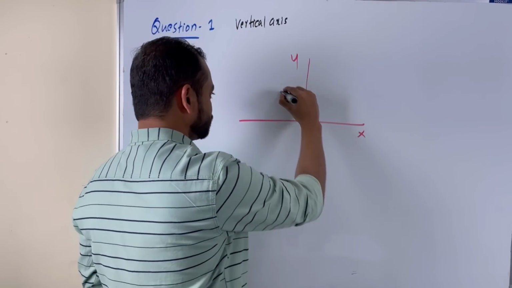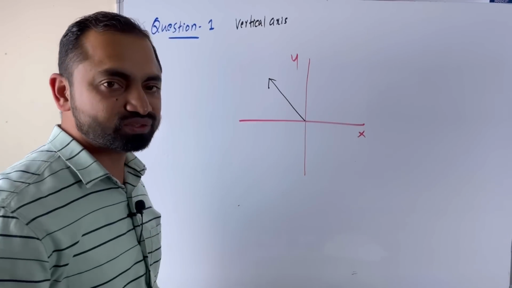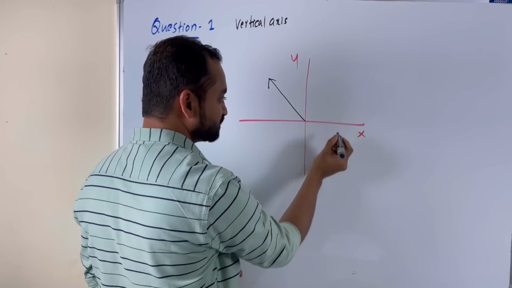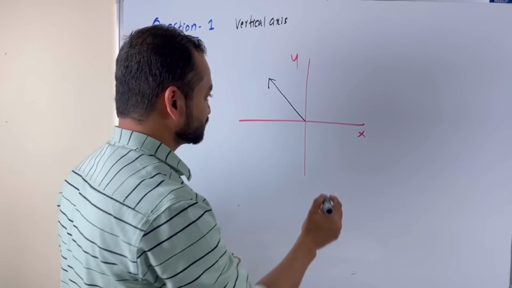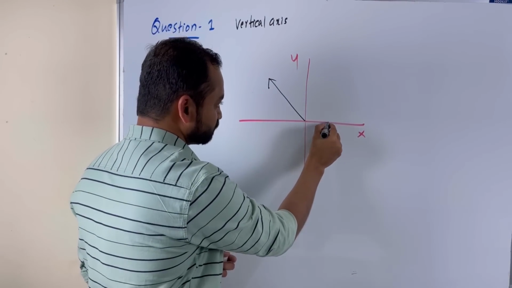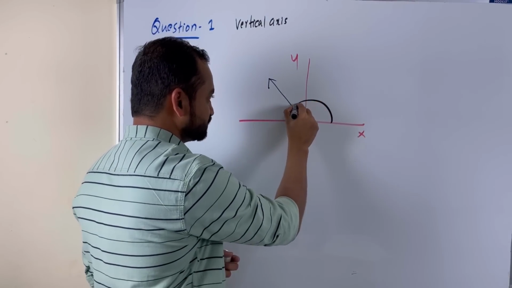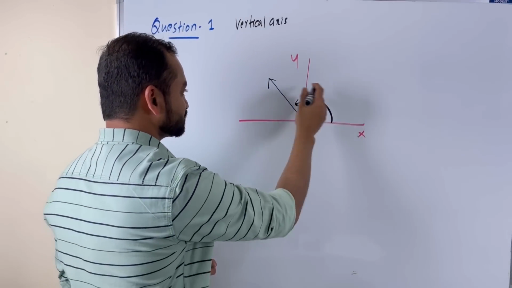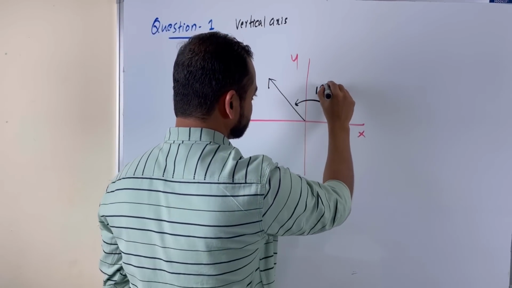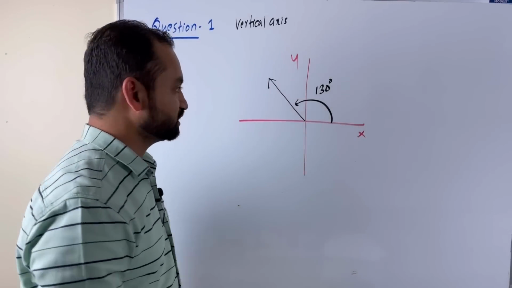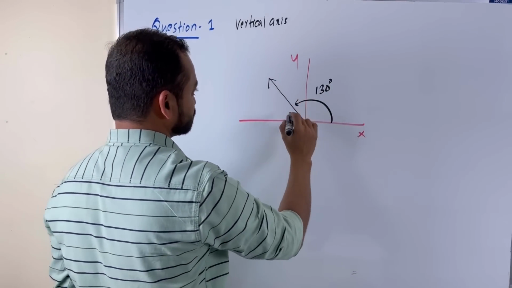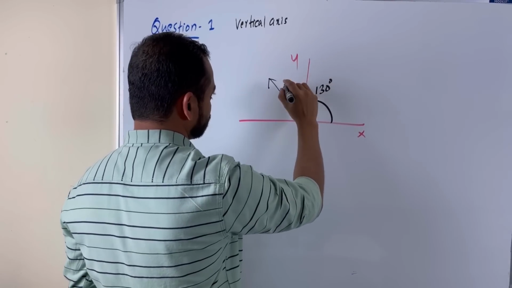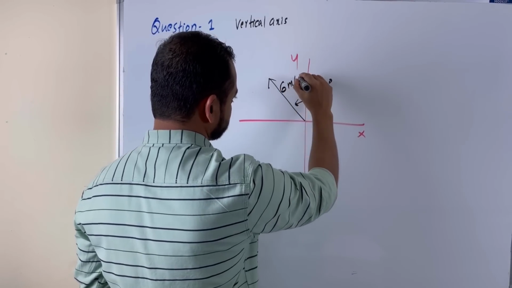This vector is along this direction. When you take the angle, it should always be taken from the positive x-axis in a counterclockwise direction. So we need to take the angle from the positive x-axis like this, in an anti-clockwise direction. For example, this angle is about 130 degrees. We will write 130 degrees, and the value of this vector, this time a velocity, we will write as 6 meter per second.